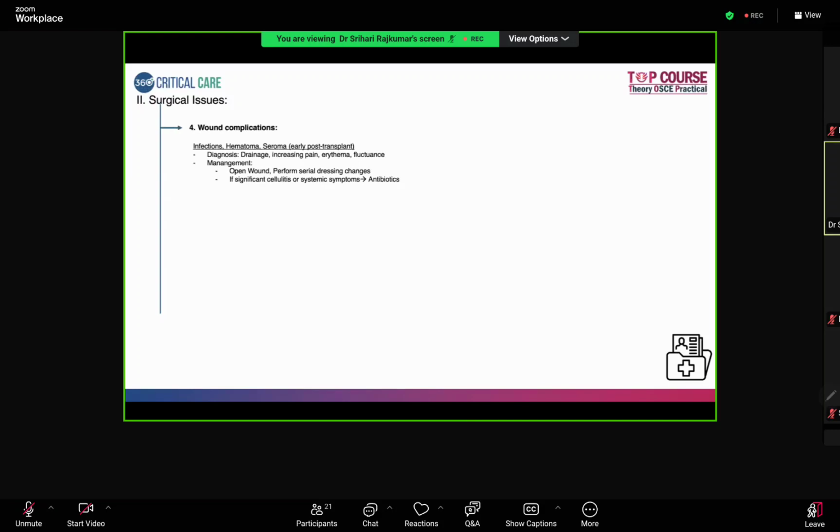So we looked into hemorrhage, vascular, now biliary. The fourth is related to wound complications. There can be infections, hematoma, or seroma. Usually they present with increasing pain, erythema, or fluctuance around that site. The management is to open the wound and perform serial dressings, and if there is significant cellulitis or symptoms, then cultures need to be sent. Broad spectrum antibiotics are needed, and then antibiotic de-escalation stewardship needs to be done once the cultures are available.